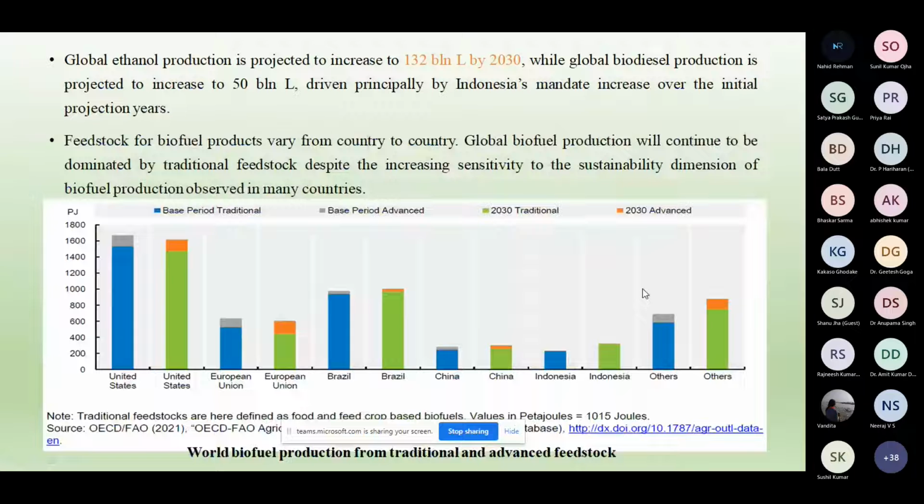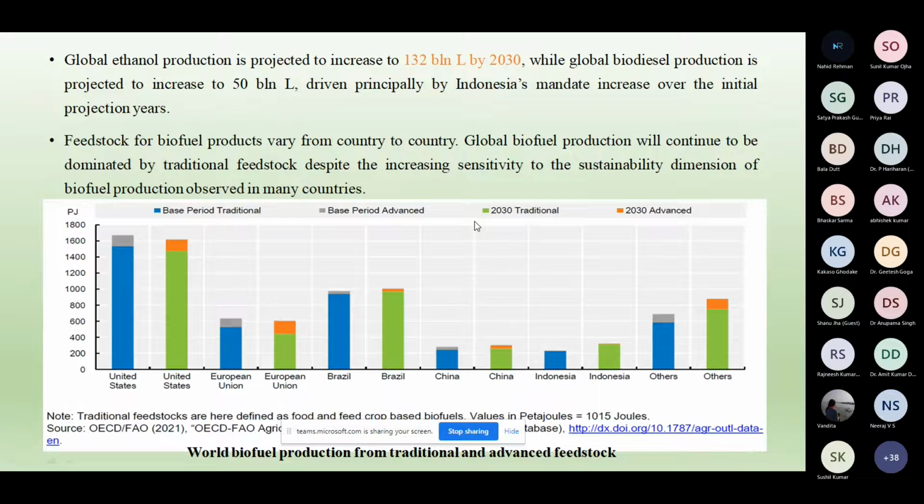So overall, you see that global ethanol production is projected to increase by 132 billion liters by 2030. Okay, this is the future projection which is being done for the global production. However, biodiesel production is targeted to be achieved to 50 billion liters. This is the theoretical projection.